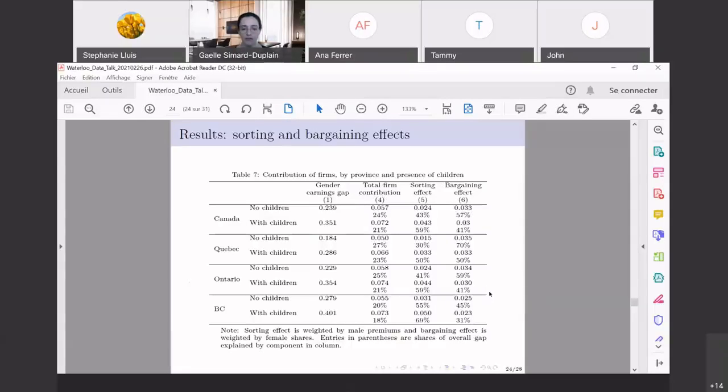In the first row, you just have the numbers reproduced from the earlier table. Remember that the sorting effect is largest for people with children, and we see that this is true across all provinces. But it's especially true in Quebec that sorting is more important among individuals with children.